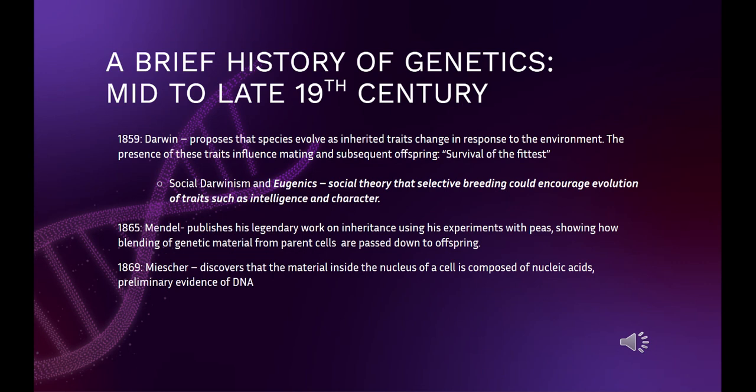In 1869, Miescher discovered that the material inside the nucleus of a cell is composed of nucleic acids, and he called that material nuclein. But his work opened up the work of other scientists who then discovered more about the structure and substance of DNA.